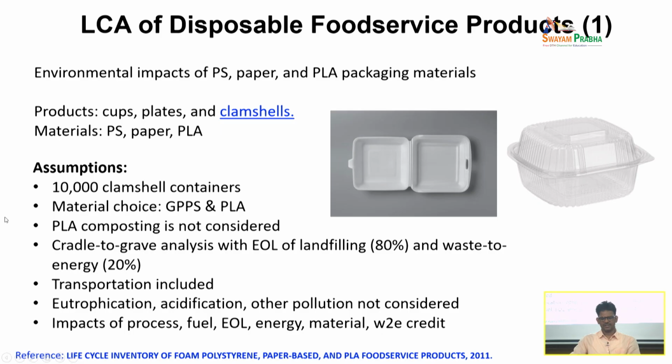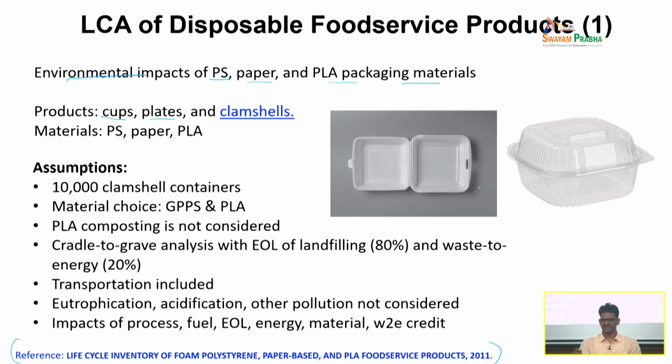So the first case study is basically looking at the following goal: what are the environmental impacts of polystyrene, paper and PLA based packaging material. Okay, so the material choice is given, and this particular study is from Franklin and Associates, and the reference is given here. So here they talk about formation of cups, plates and clamshells.